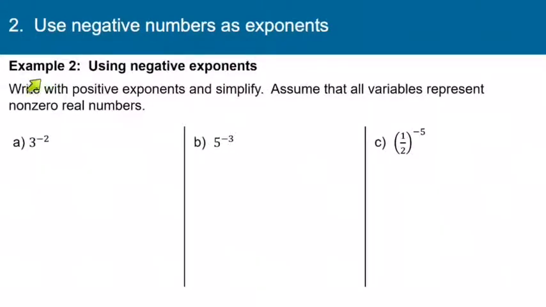So now here is example 2. We want to write each of these expressions with positive exponents and then simplify. And if any of our problems have variables in them, you can just assume that those are not zero. Okay, so let's start with 3 to the negative 2. And we just want to write it with a positive exponent. So we know that if we move this whole thing to the denominator, it will have a positive exponent. So this can be 1 over 3 to the positive 2. Then we know 3 to the positive second power is 3 times 3, and that's 9. So this is going to say 1 over 9.